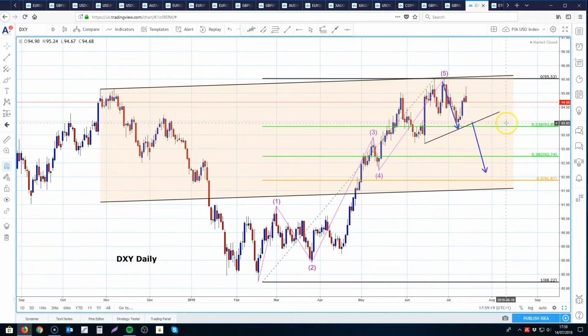Obviously we need to break 90, around 93.90, for this to be confirmed. And then if we push through that level, we've got channel support coming in around about 91.60. So the bias is bearish in the dollar going into next week.